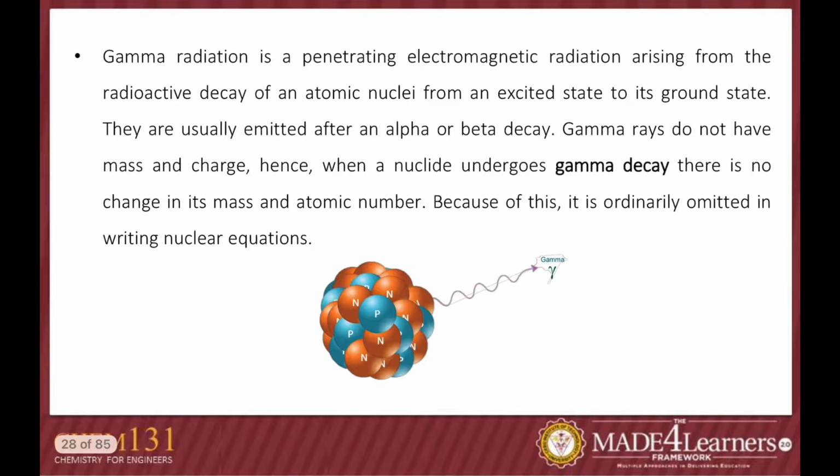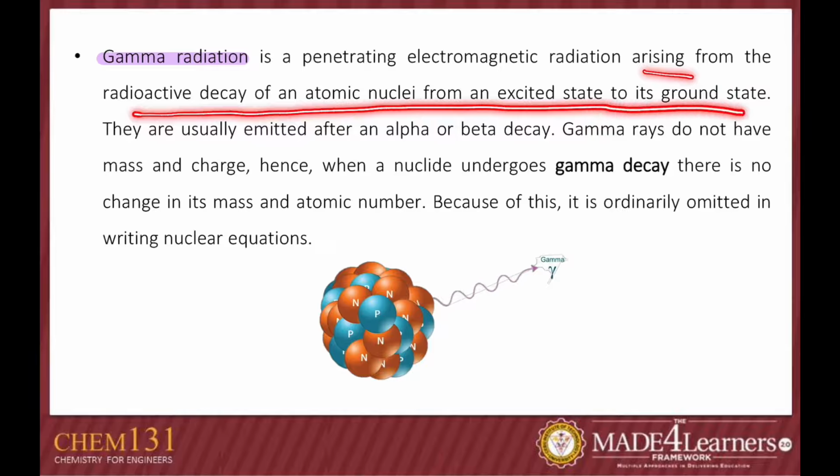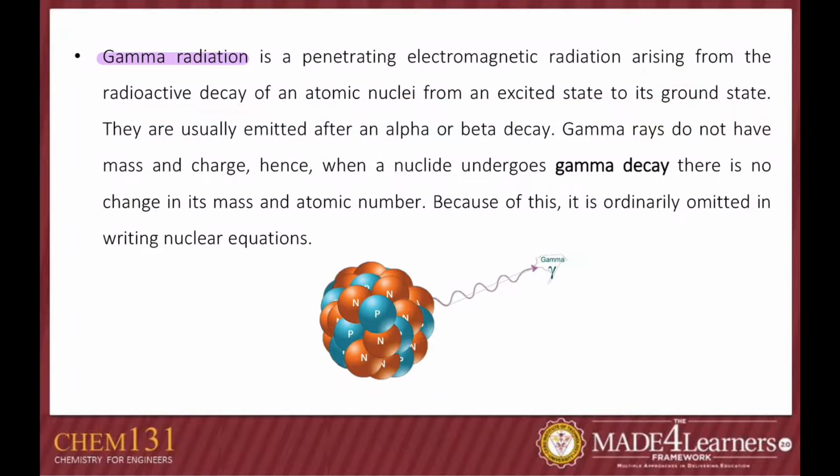And then we have the gamma radiation. Gamma radiation is a penetrating electromagnetic radiation arising from the radioactive decay of an atomic nucleus from an excited state to its ground state. They are usually emitted after an alpha or beta decay.